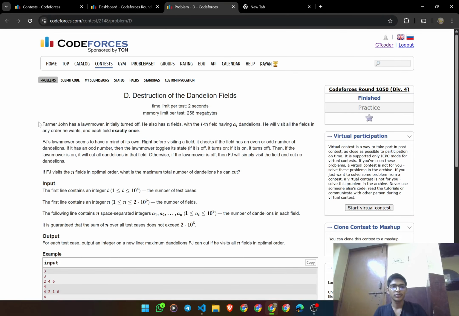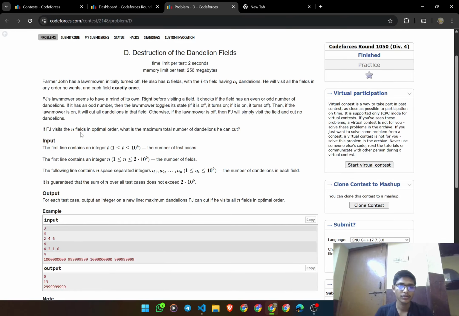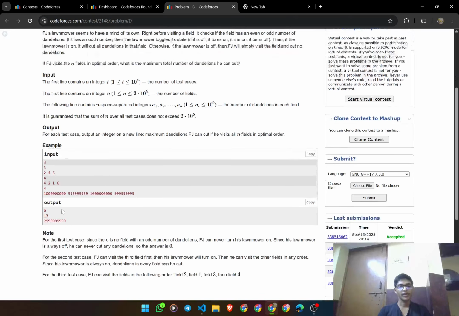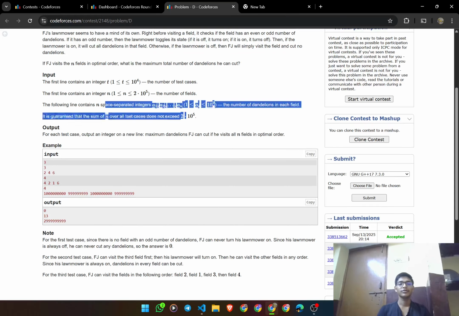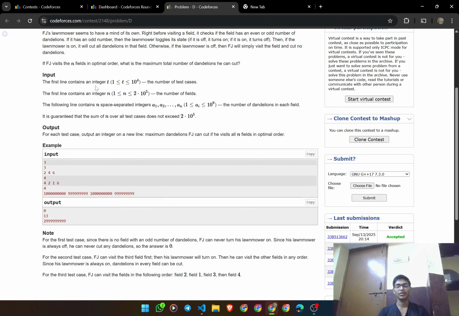Okay, so a farmer has dandelions in his field, and he wants to cut those dandelions. He has a tractor, like a harvester. Let's see the harvester. It's very simple.